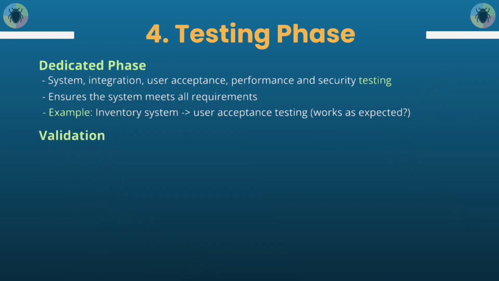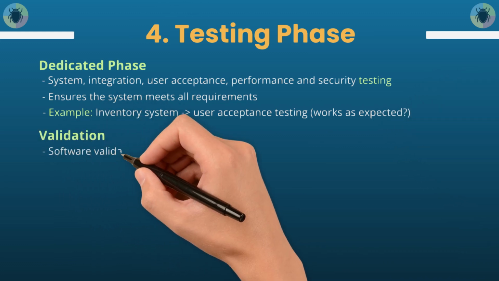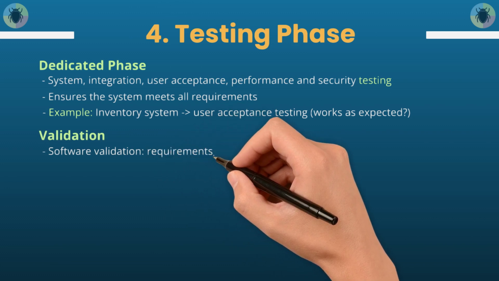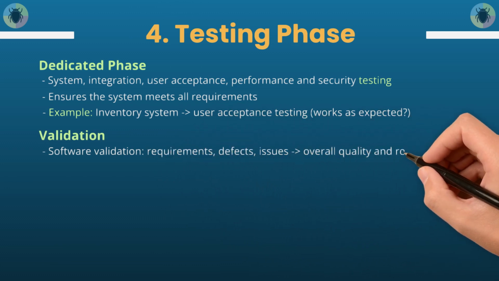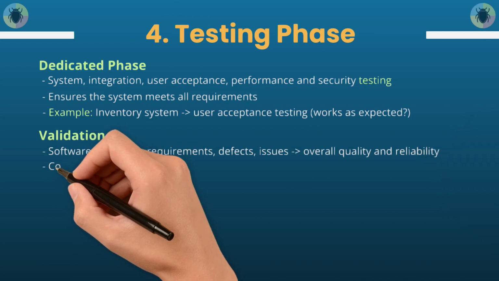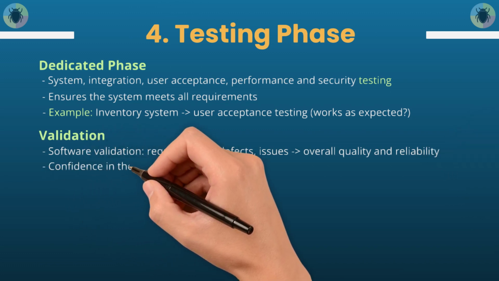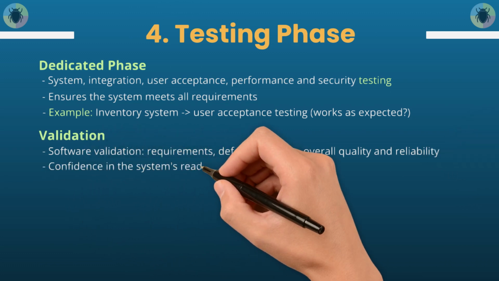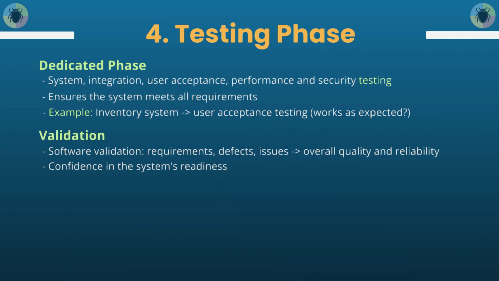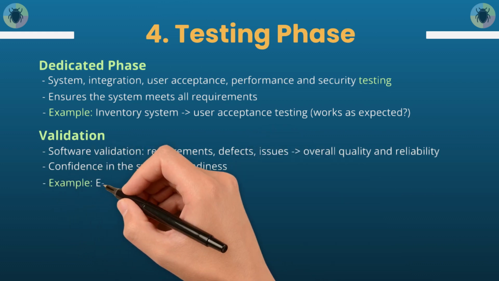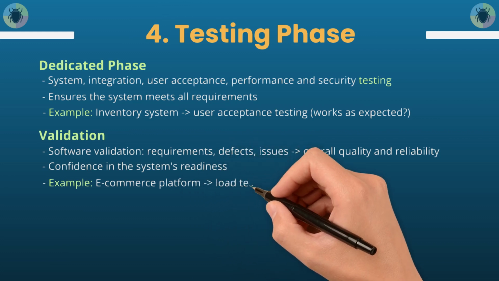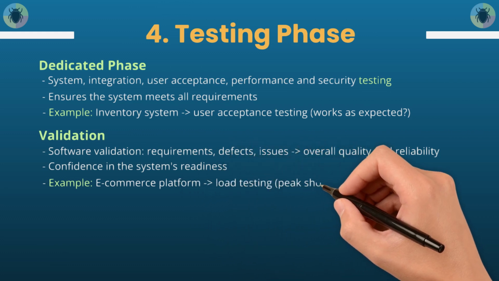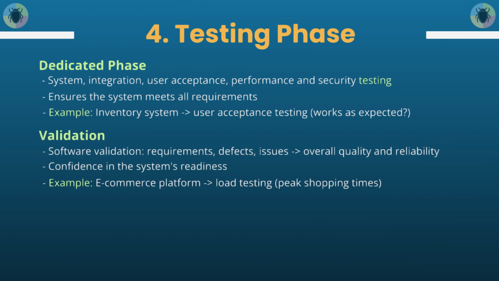Validation. Validate the software against requirements, identifying any defects or issues to ensure overall quality and reliability. Comprehensive validation helps build confidence in the system's readiness for production. Example: using automated tools to perform load testing on a new e-commerce platform to ensure it can handle peak shopping times, such as Black Friday sales, without crashing or slowing down.